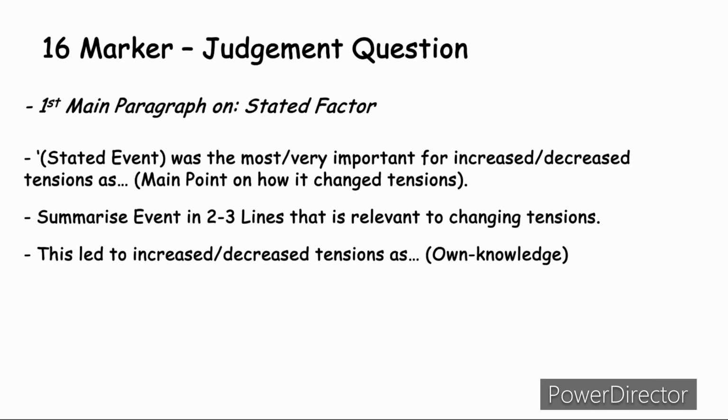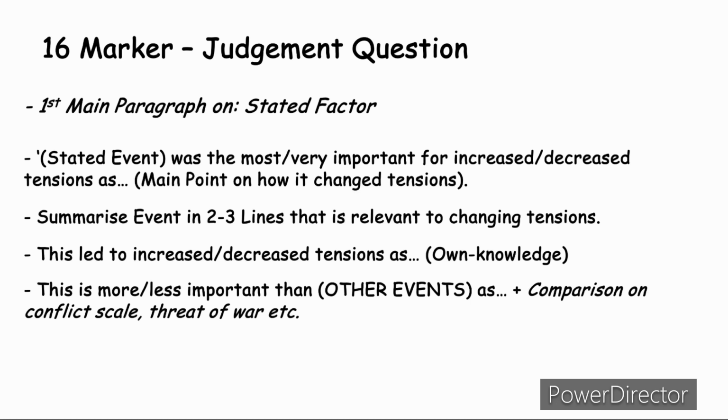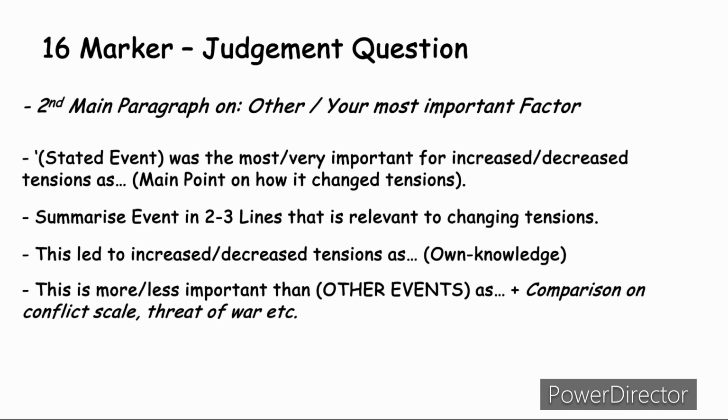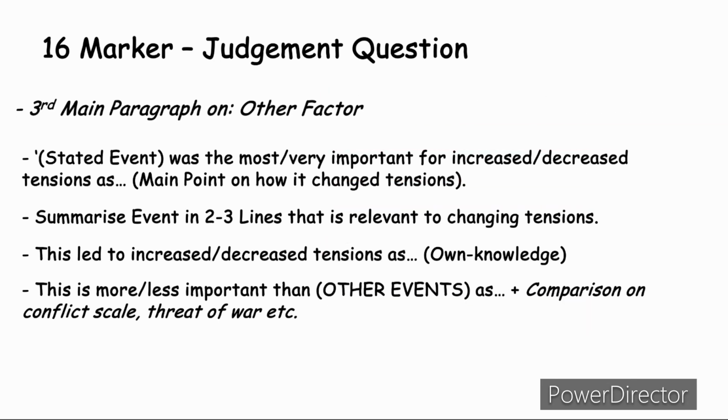For example, you could write, however, this is less important than the CMC as the Prague Spring didn't involve any physical intervention and threatening from the US, showing how tensions had barely increased during the Prague Spring, which sums up this paragraph. You then move on to the second paragraph. It is basically the same structure, except if your first point isn't your most important reason, you should write it in your second point. Then you move on to the third paragraph and repeat everything.